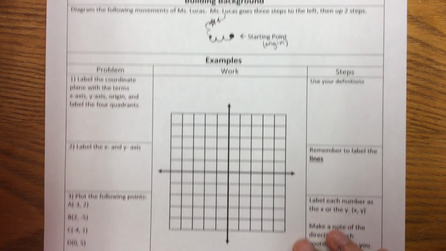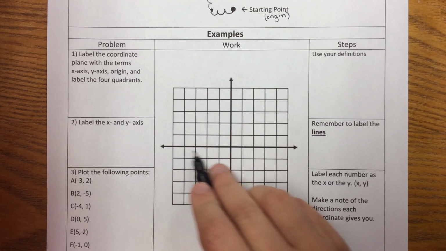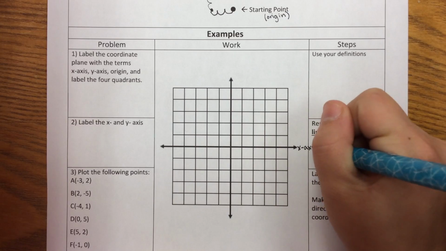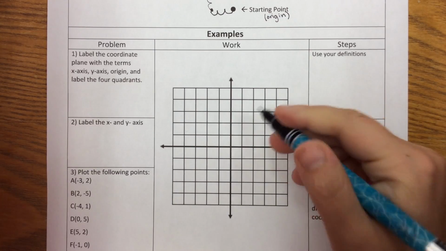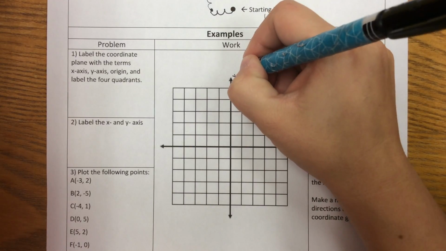Okay, next one. Label the coordinate plane with the terms x-axis, y-axis, origin, and label the 4 quadrants. Okay, so our x-axis goes left to right. It's horizontal. It's like how we run. So this is the x-axis. Our y-axis goes up and down. So this is the y-axis.